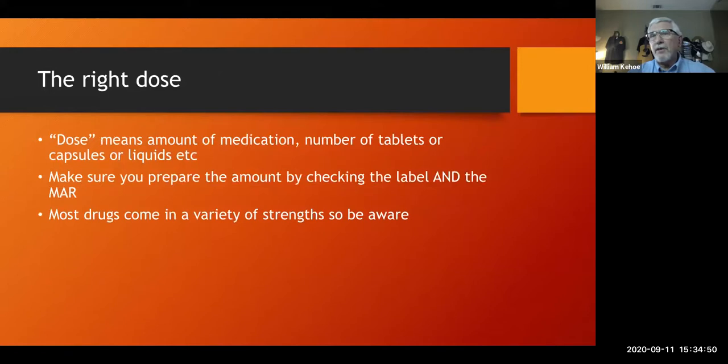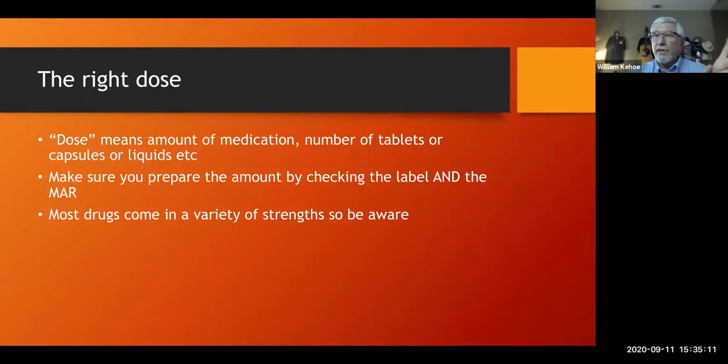Right dose. Now, you're not going to be deciding how much risperidone you are going to give for psychosis. That's not what I'm saying here. But it means the amount of medication. And one of the common errors that I see is that sometimes we're going to give 2 tablets to make the total dose. They'll say, risperidone 4 milligrams at bedtime.